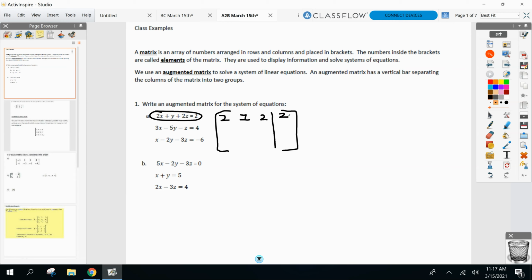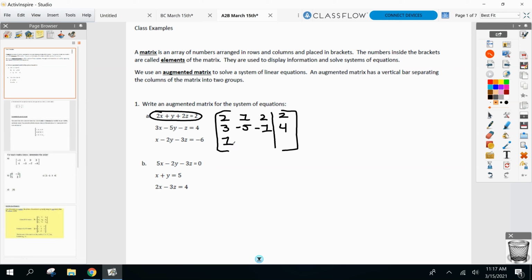So I'm going to go 3, -5 for the y, -1 for z. Notice no variables in the matrix. Equals 4. So this is what a matrix is starting to look like. You guys start seeing the rows and columns that we're building. And then you put the third equation in. 1x, so I'll put a 1 here.